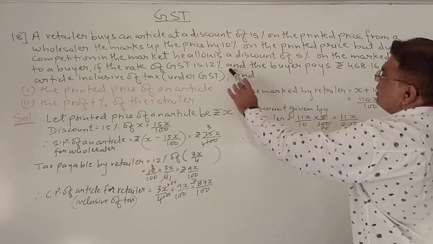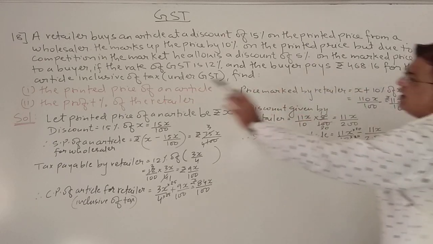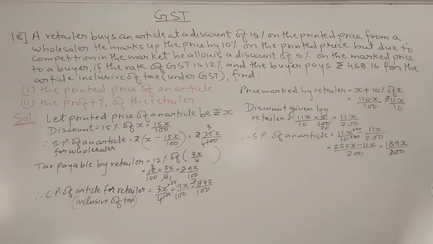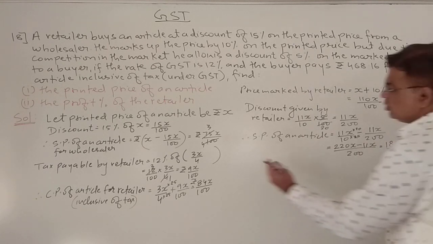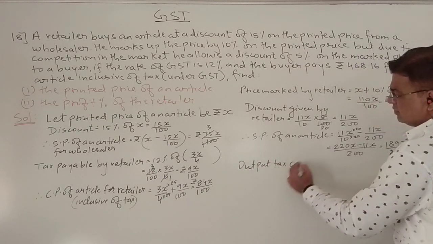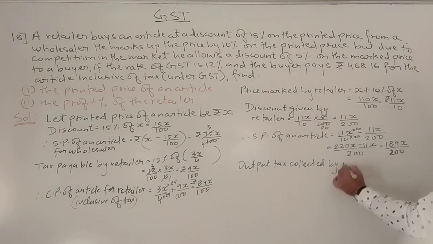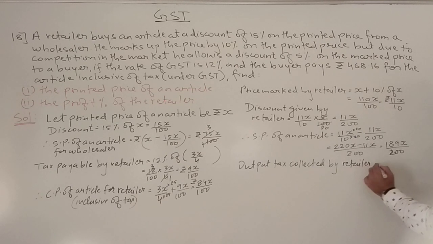Now, the buyer pays rupees 468.16 for the article inclusive of tax. Actually, now see, this is the selling price of an article, so the buyer is purchasing at this price. No, still tax is not collected. Okay, so output tax collected by the retailer. Output tax collected by the retailer will be how much?